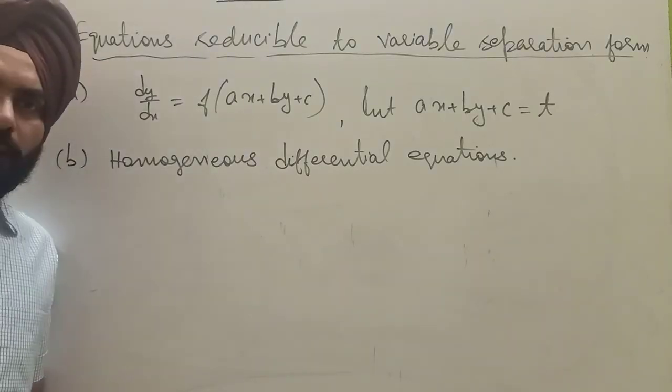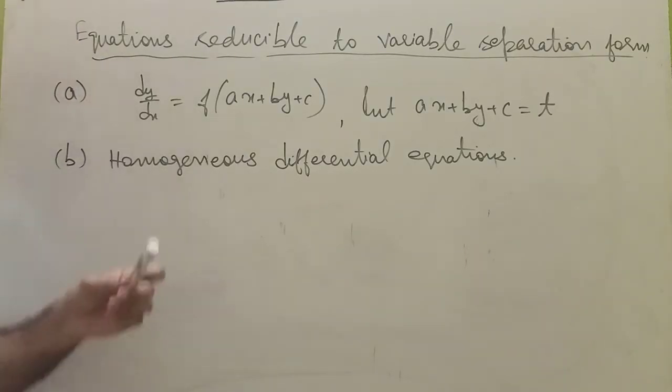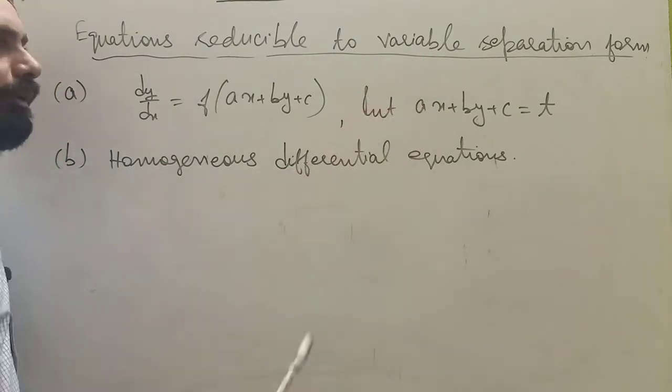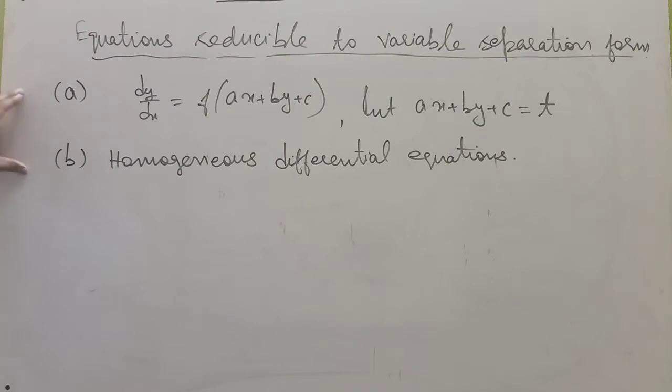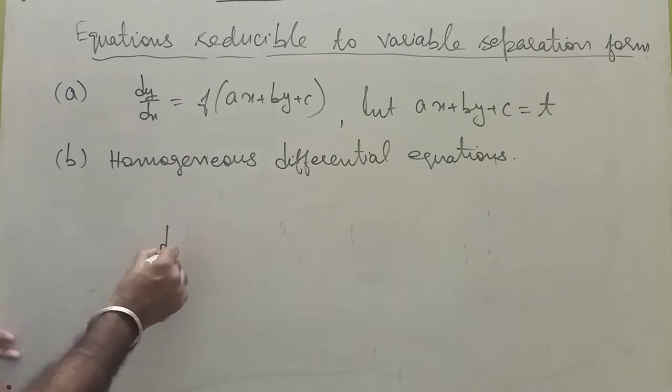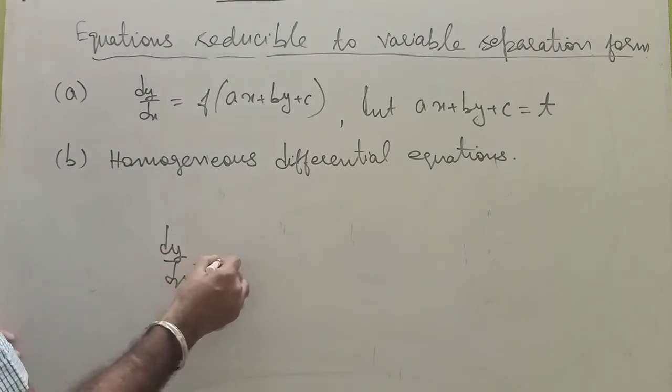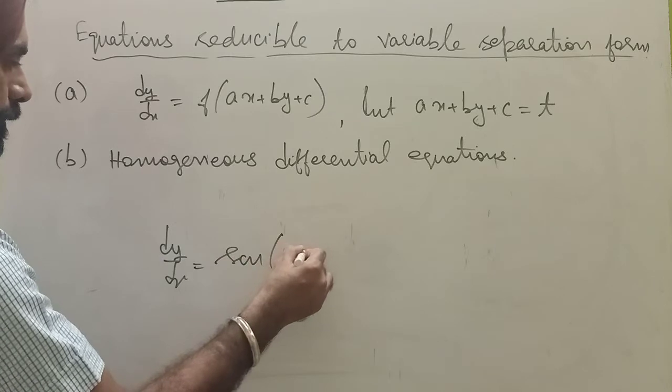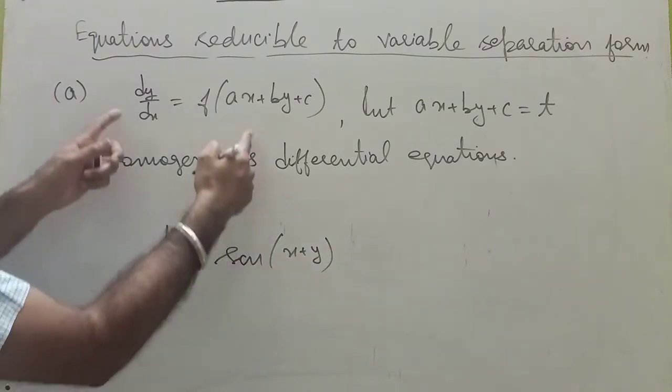Hello students, in this video we will do the method how we can reduce an equation to a variable separation form. And there are two types. First is dy by dx is equal to f of ax plus by plus c, something of this type. You can say that a statement like dy by dx is equal to sin(x plus y) can be solved by this method.